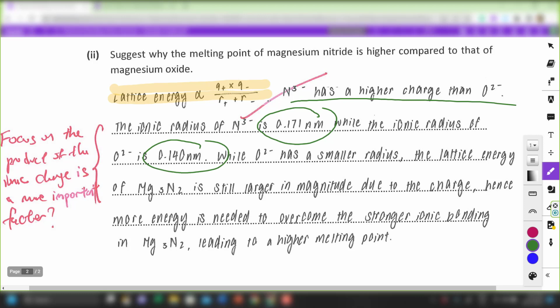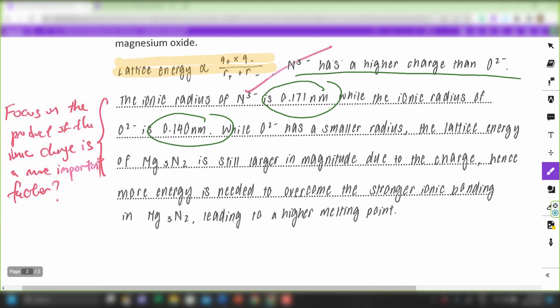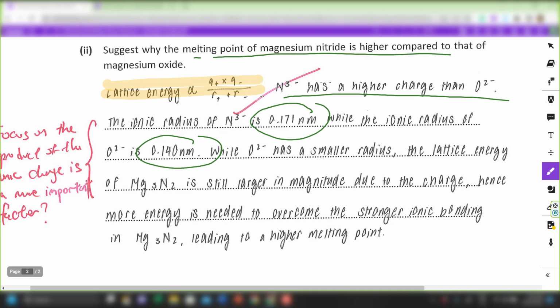However, nitride is actually a bigger anion as compared to oxide. So in the case of the sum of the ionic radii, magnesium nitride will be greater than that of magnesium oxide. So you notice that if you simply look at the numerator, magnesium nitride will win, so to speak, and will have a lattice energy of a greater magnitude. But if you simply look at the denominator, then magnesium oxide will be the one with a larger magnitude. So in the end, how do we decide? Actually, we do not really need to decide, because the question already decided for us over here. Magnesium oxide has a higher melting point.